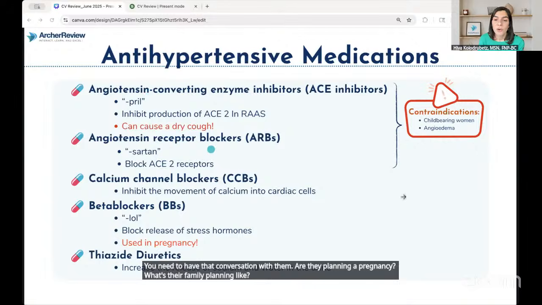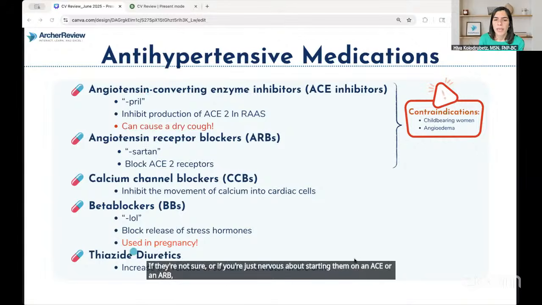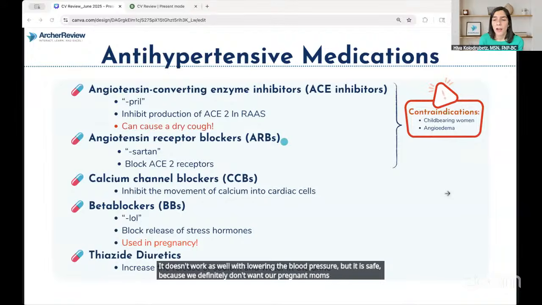If they're not sure, or if you're just nervous about starting them on an ACE or an ARB, you can start them on a beta blocker that's safe in pregnancy, labetalol. It doesn't work as well with lowering the blood pressure, but it is safe because we definitely don't want our pregnant moms on ACEs or ARBs.